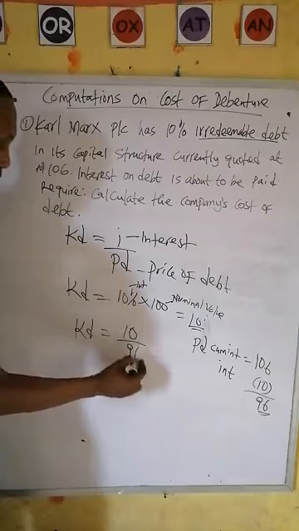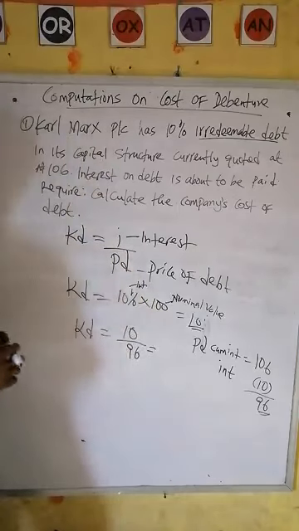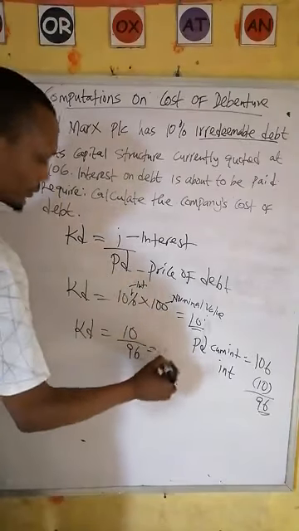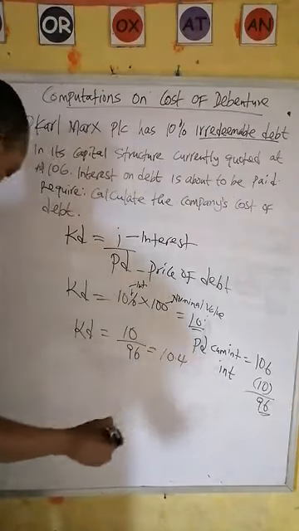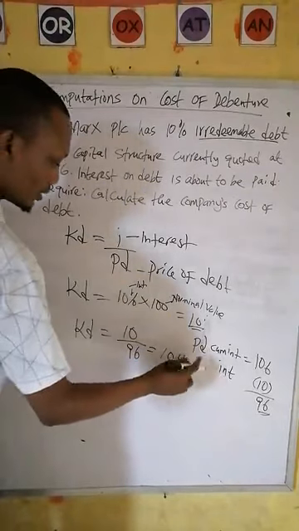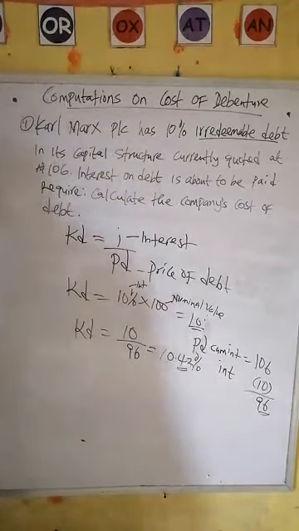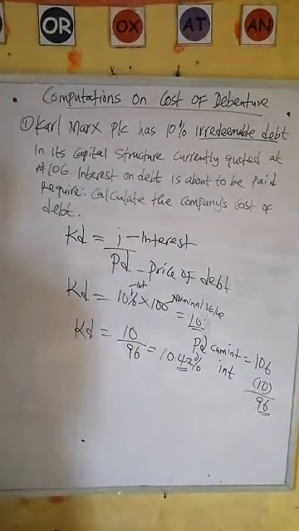So what is our cost of debt? Our cost of debt is equal to 10 divided by 96. What do you have? We have 10.42, approximately 10.42%. So that is the cost of debt in that question, 10.42%.